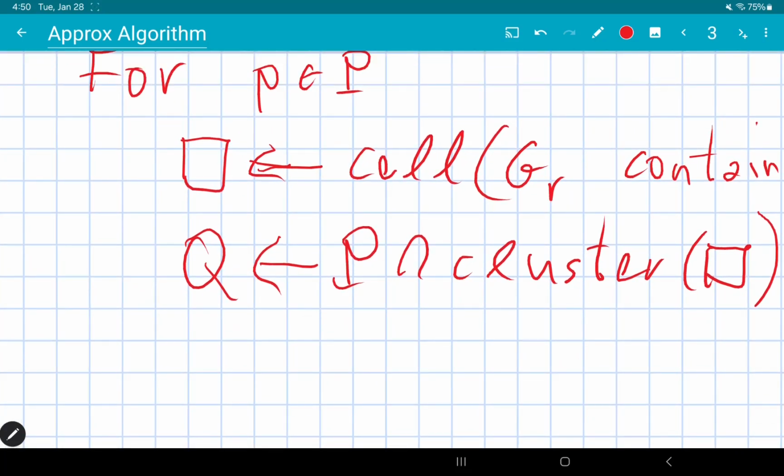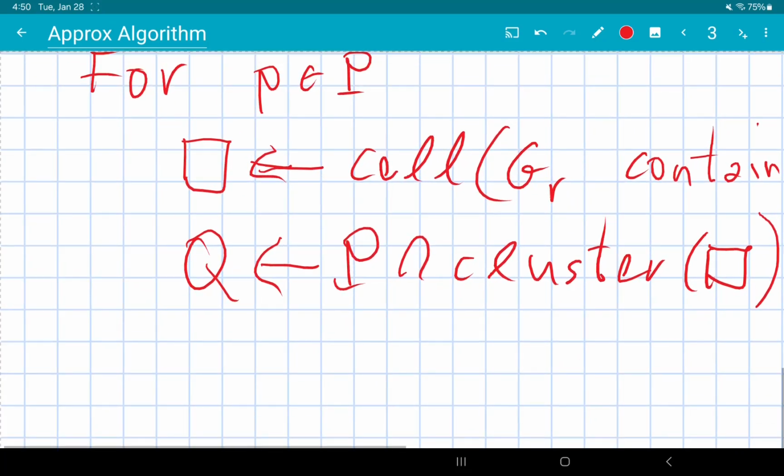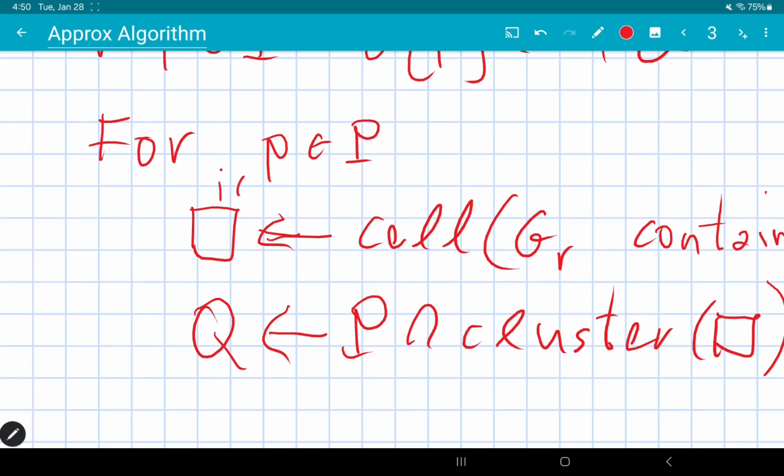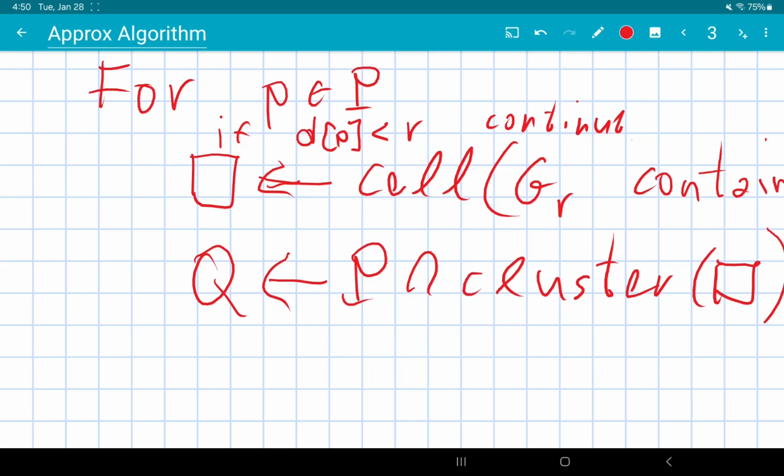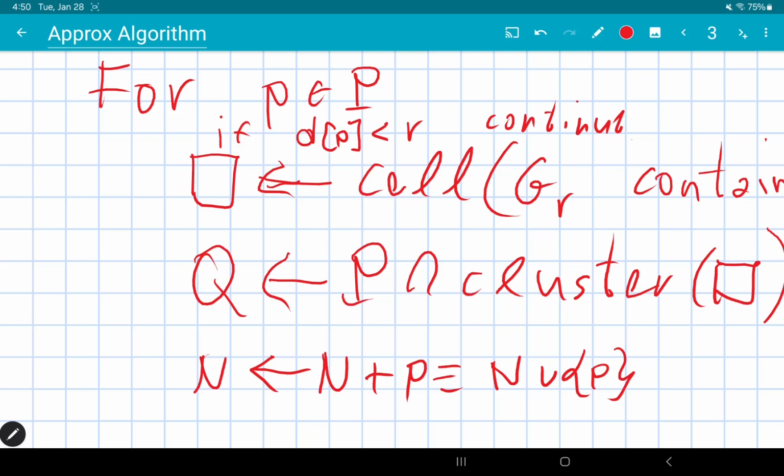And now we have two options for what we have to do. Well, in fact I should maybe have written it at the top. If d of p is smaller than R, then continue. Right, this point is already covered. We cannot do anything with it. We care only about points that are not covered. So when we got here, we know that the point is not covered, so we're going to add it to the net. So let's do that. The net is going to be N plus p. I'm sometimes going to use this informal notation that really means N union with p. We add the point p to the set.